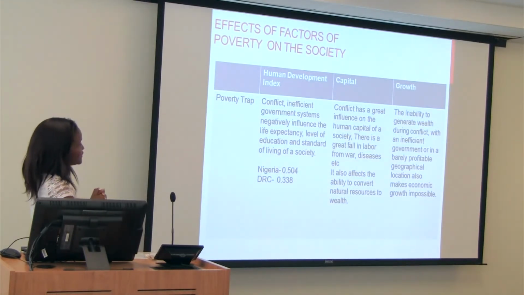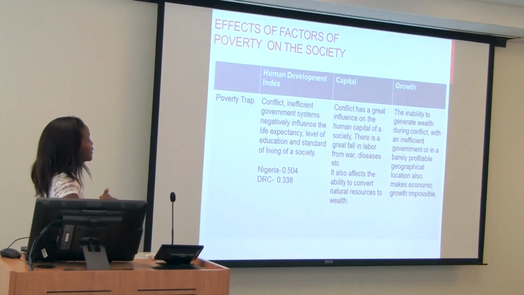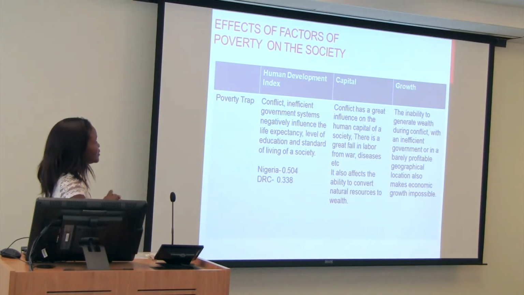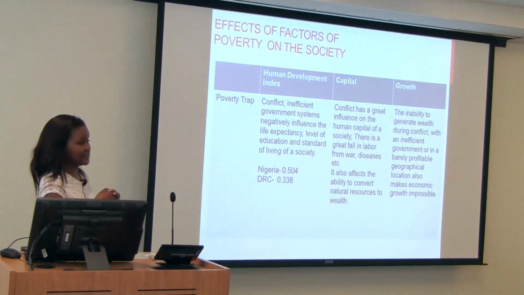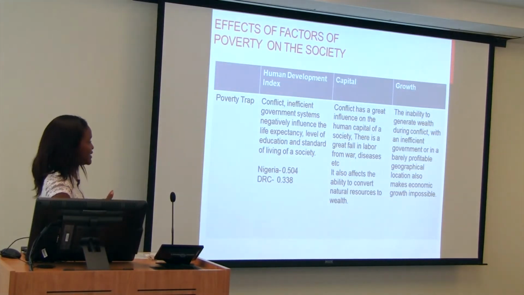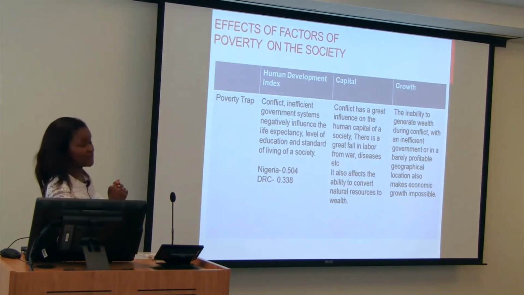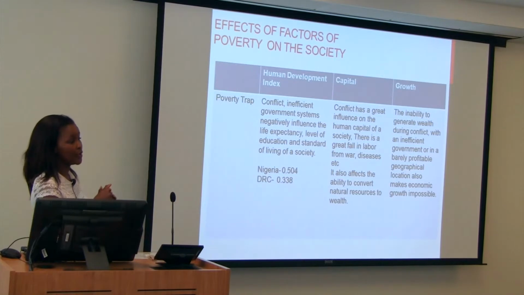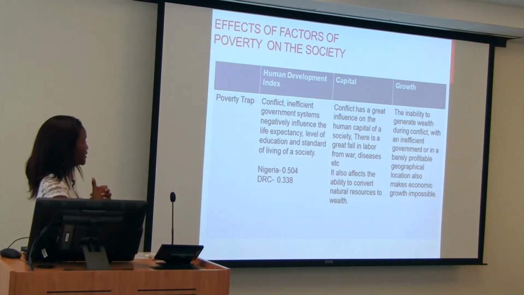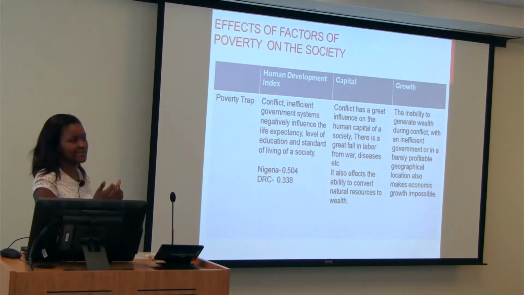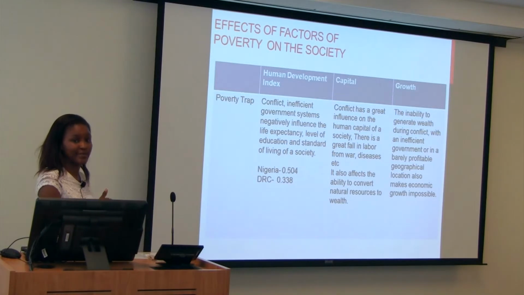Now, generally, the effects of these factors, these poverty traps, on the society. The Human Development Index is an index calculated by the United Nations. Basically, it studies the life expectancy of a country, the level of literacy, and the standard of living. Nigeria averages at 0.504, which is a relatively low index, but it shows that there is some sort of growth going on, where Nigeria isn't experiencing the same backward economic growth as it was in the past.